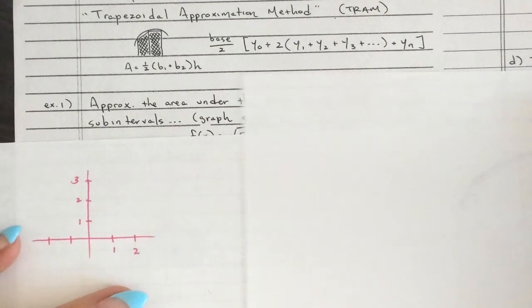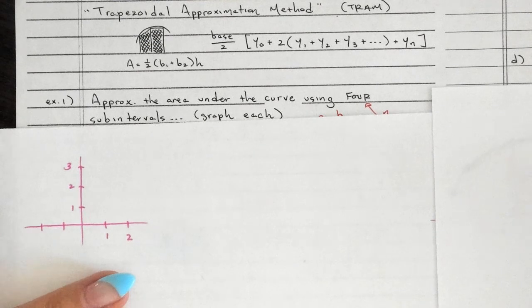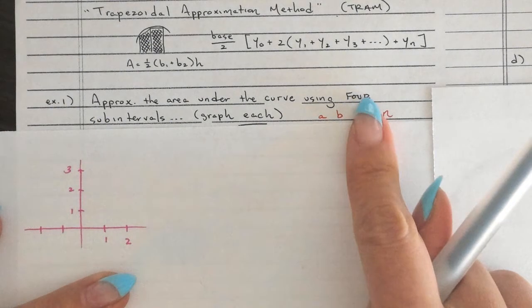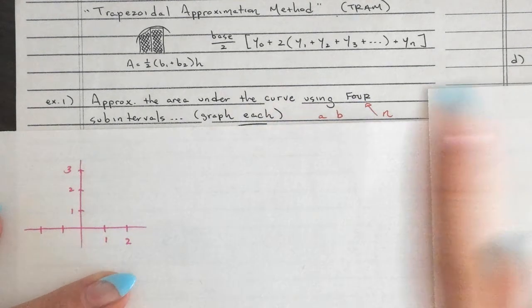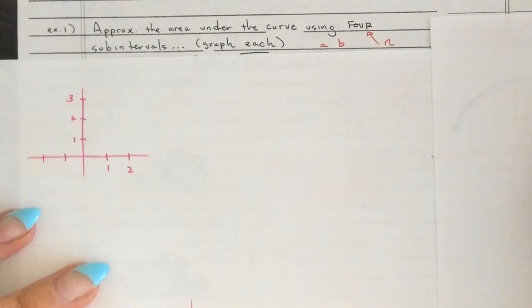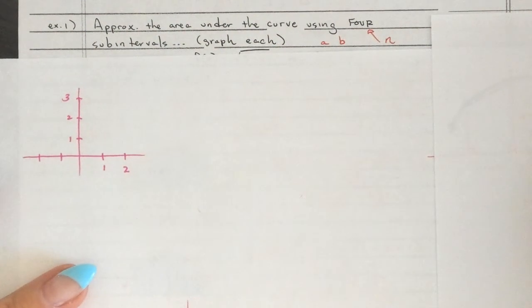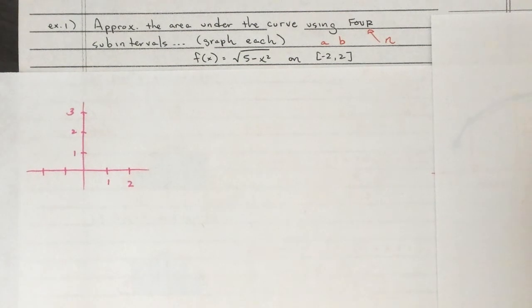Okay, so approximate the area under the curve using 4. So that means 4 subintervals, 4 rectangles. That's what they're really saying. Okay, so 4 bases. And you're going to graph each. So for the homework, there's some that you have to graph and some that you don't have to graph. But I want you to start graphing. I want you to see it in your head. I want you to like understand what you're doing.